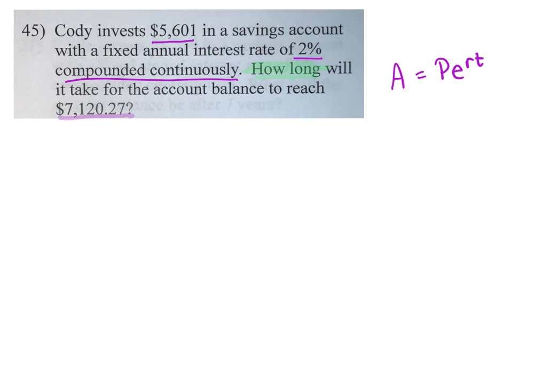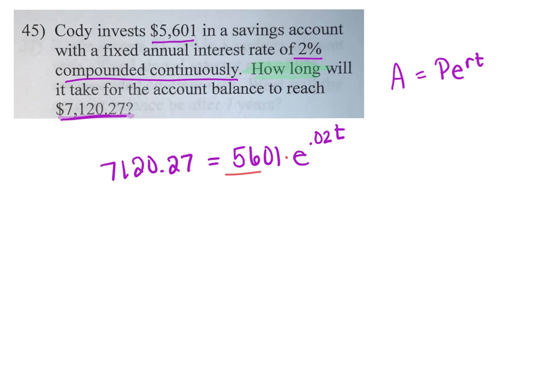So we are filling in what we know and we are solving for what we don't know. They gave us my A, right? Account balance, 7120.27. They gave us my P, $5,601. E is just a constant. They gave us my interest rate. They did not give me time. This looks just like the problems we just did, correct? So what do I do? Well, I have to get the base by itself.